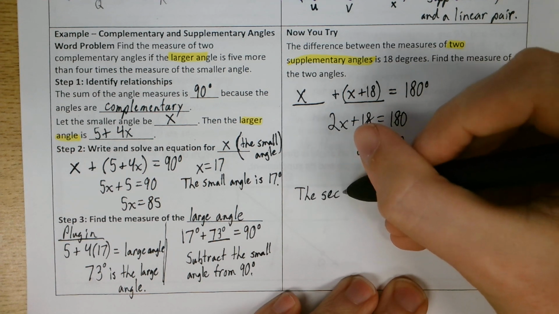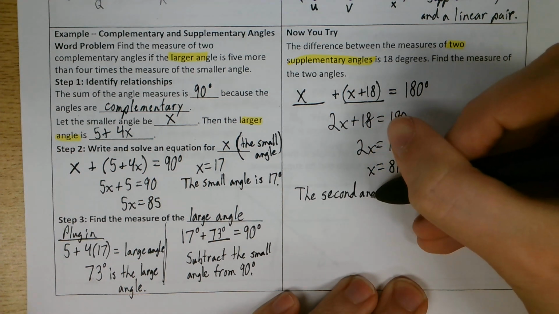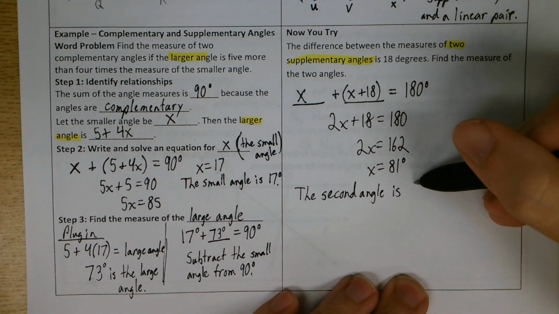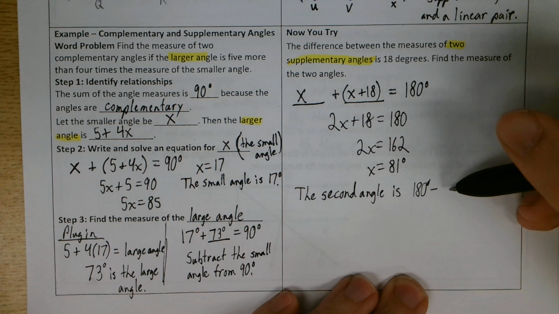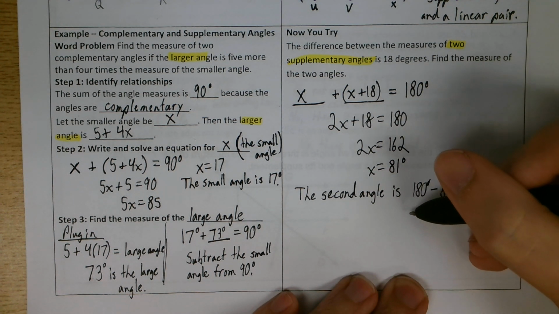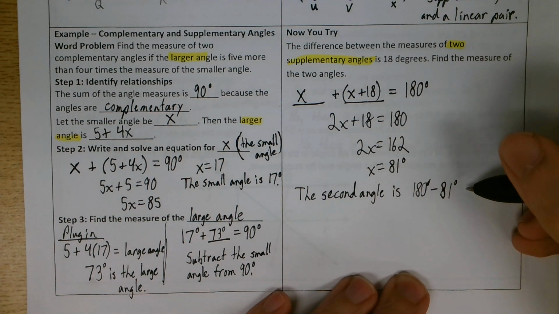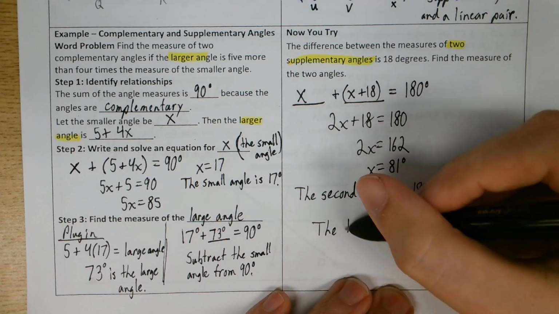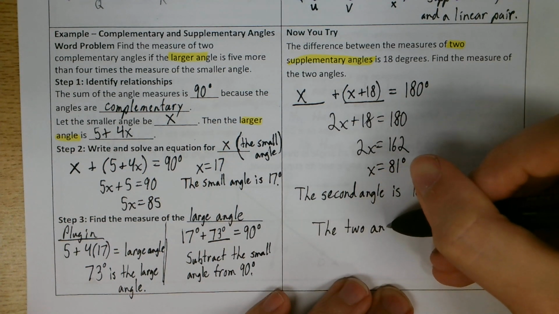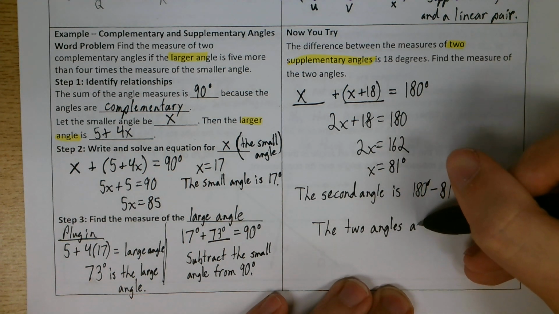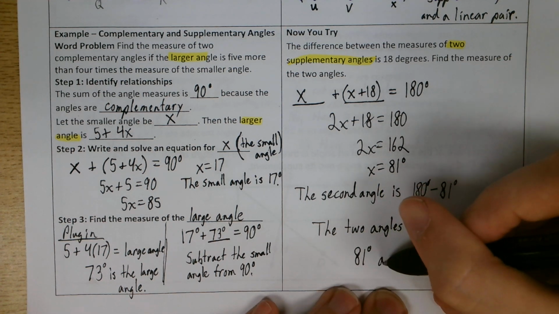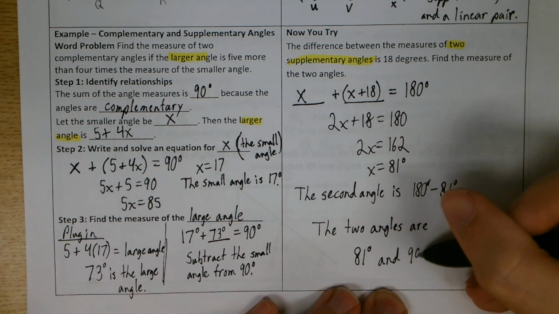The second angle is our 180 degrees minus 81 degrees, minus our answer. 180 minus 81 is 99. The two angles are 81 degrees and 99 degrees.